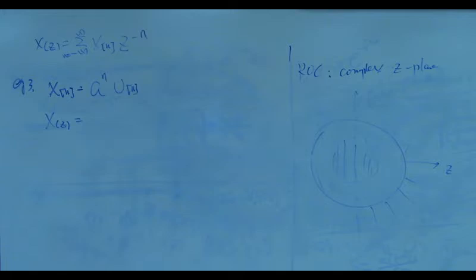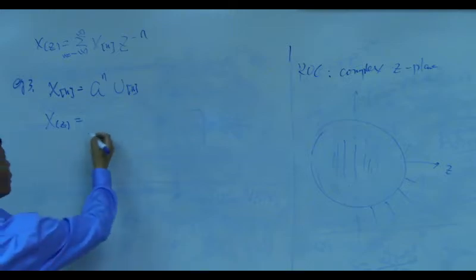Anyone try? Is it a to the n times 1 over n minus c negative 1? Okay, yes, I think that is correct. All right, let's do it together. Anyone get a similar result? 1 over 1 minus a times z to the negative 1. All right, let's see.